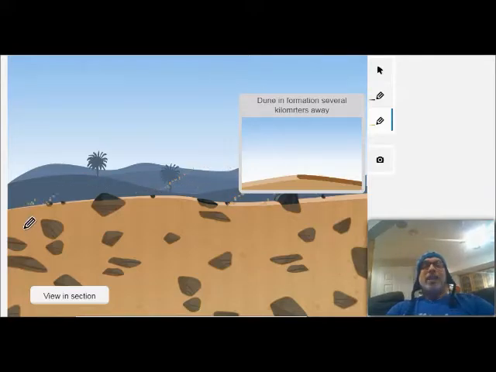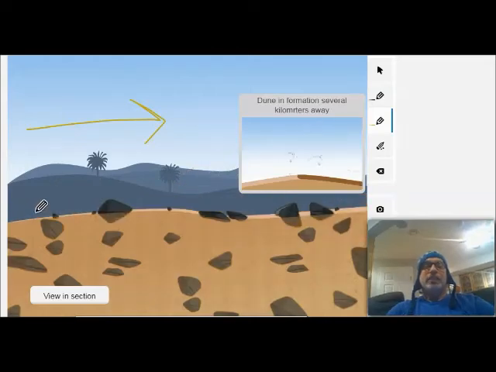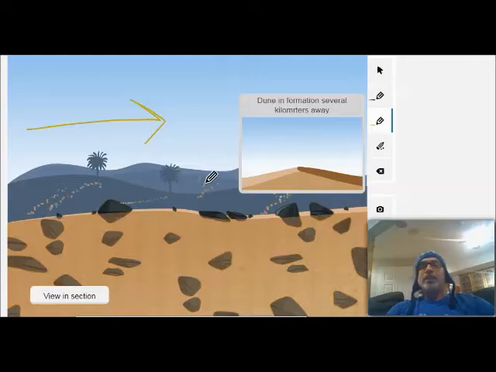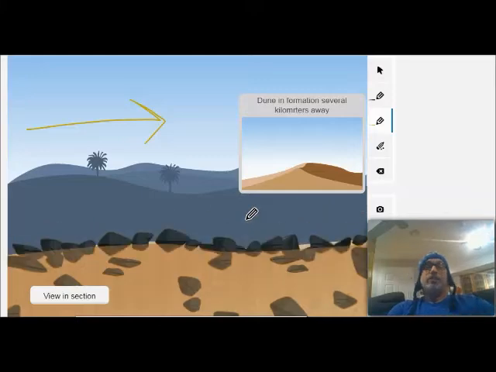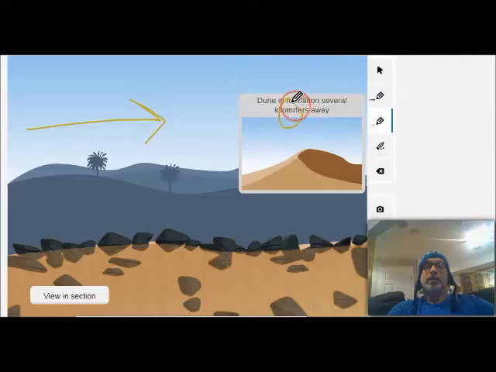What we have is an animation showing wind being blown in this direction, moving fine sediments across the landscape. When fine sediments are moved like that in a desert area, we call that deflation. And as all this sediment deflates to another area, like the sand dunes over here, kilometers away, go figure.